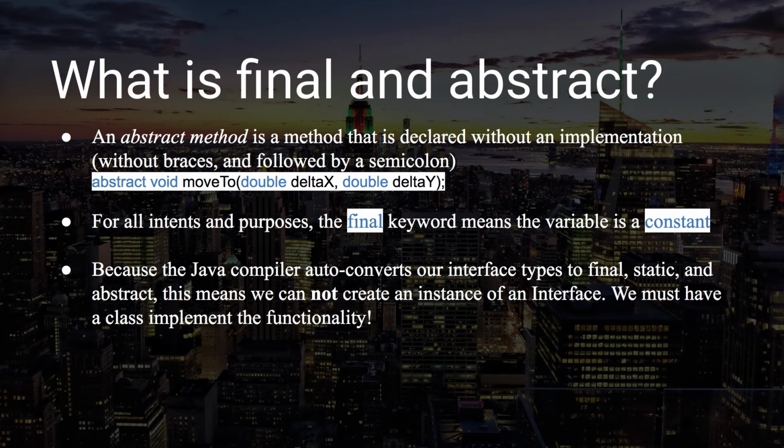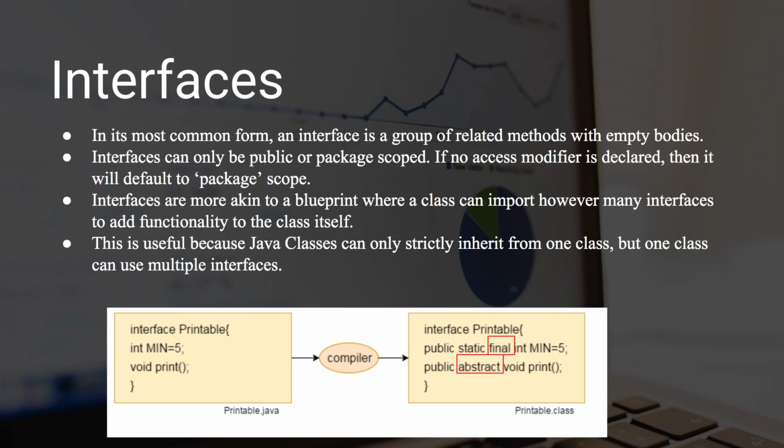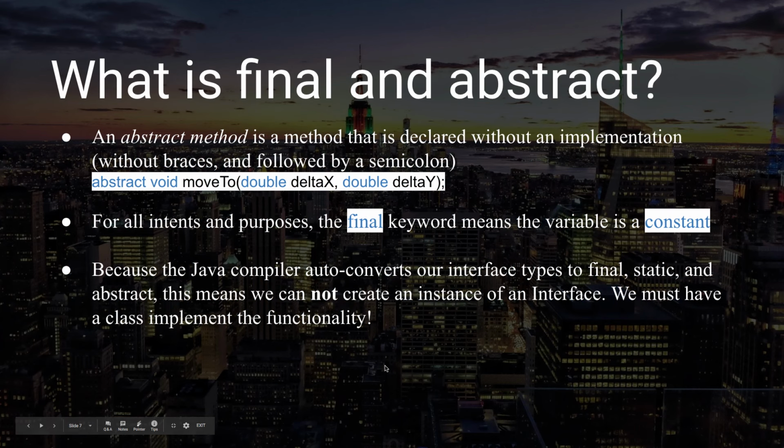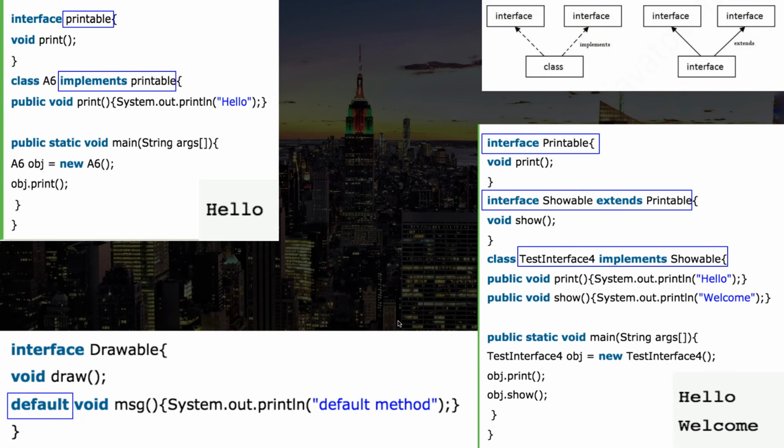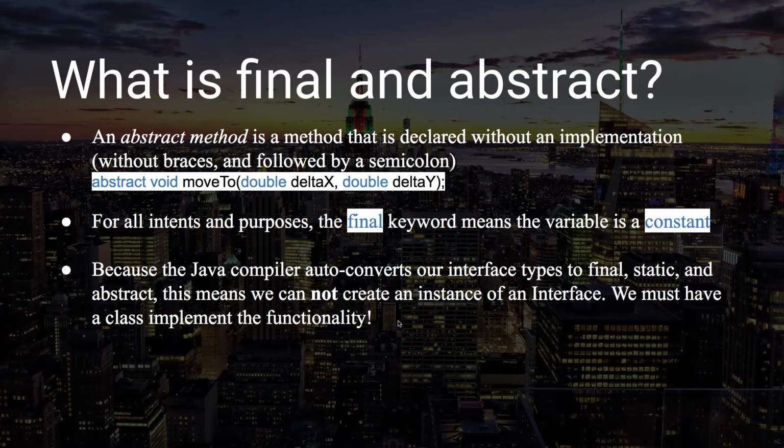So let me go back. The Java compiler does auto-convert interface types to final, static, and abstract. We don't see this happening when we declare it, but it happens after the compiler runs through it. This means we cannot create an instance of an interface because we must have a class to implement the functionality. You cannot create an instance of an interface. It's literally meant to be like a blueprint. It's like, this is what I am intended to do, these are all my methods, these are what they return, and now when you implement them with your class, you can do whatever you want with them.